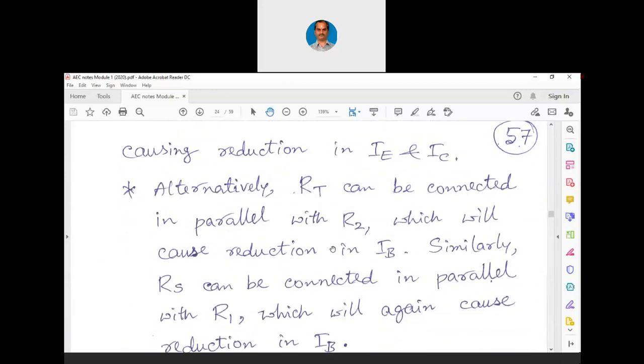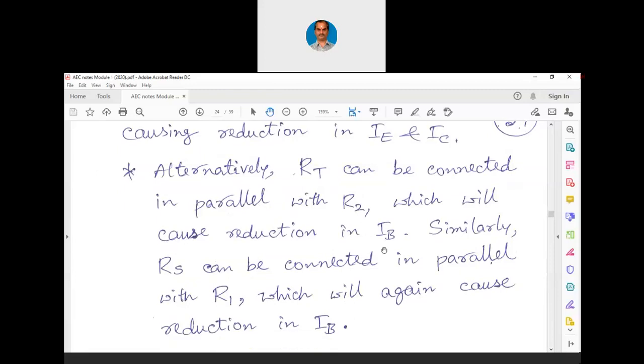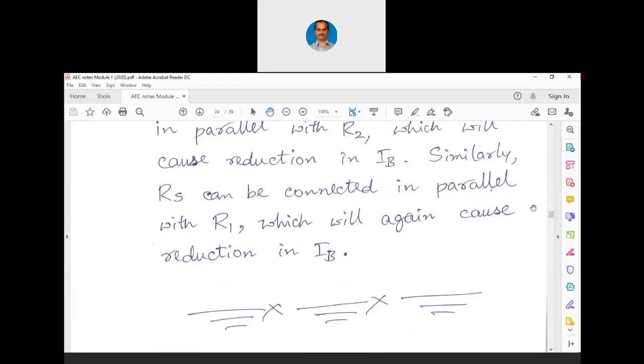So, alternatively, the thermistor can be connected in parallel with R2, which will cause a reduction in IB. Similarly, the sensistor can be connected in parallel with R1, which will again cause a reduction in IB. With this, I am coming to the end of the DC analysis.